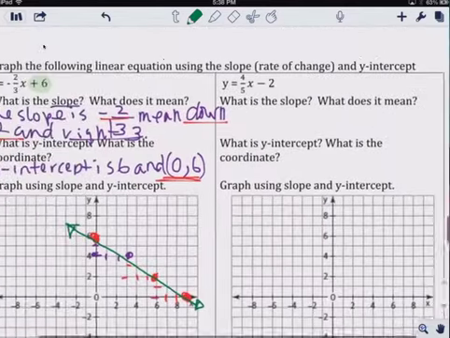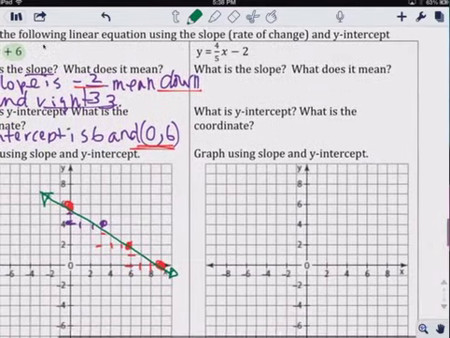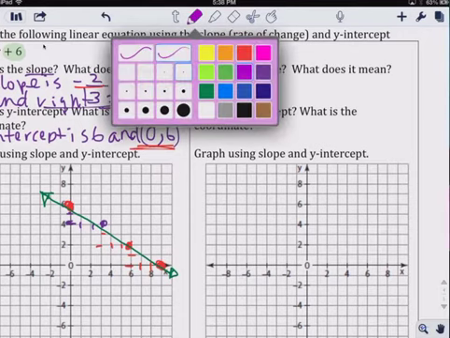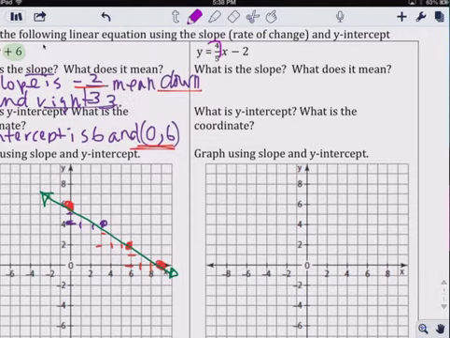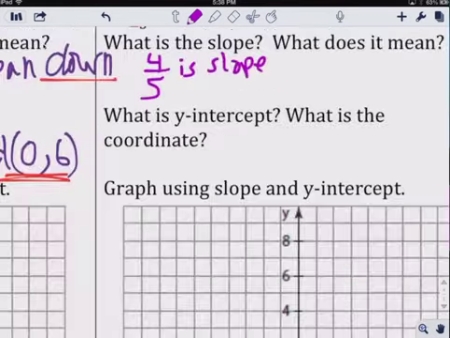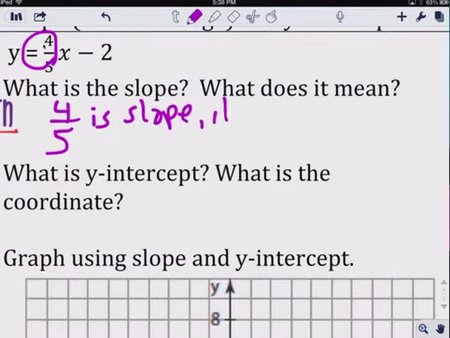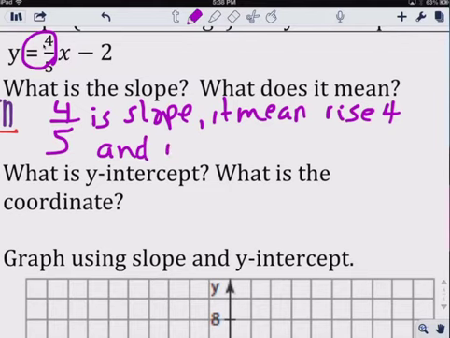Okay. The next one, what is the slope? The slope is 4/5. What does it mean? It means rise 4 and run 5 to the right.